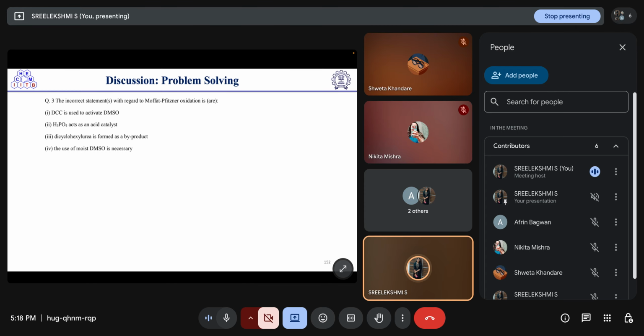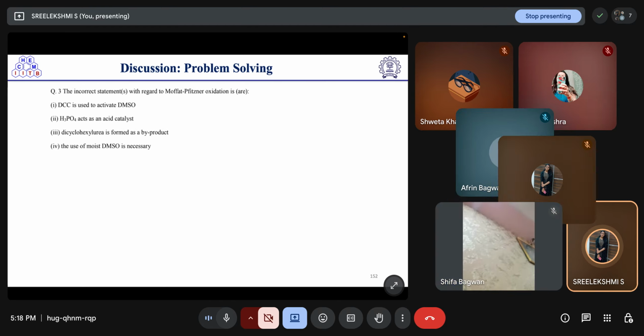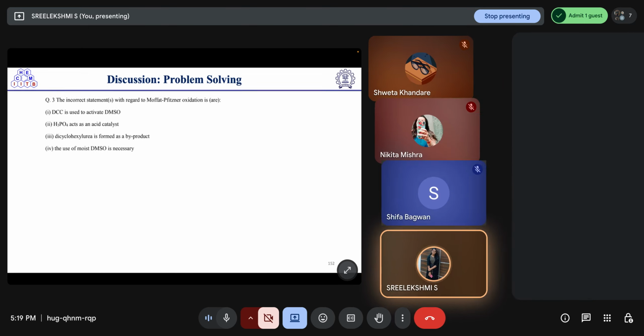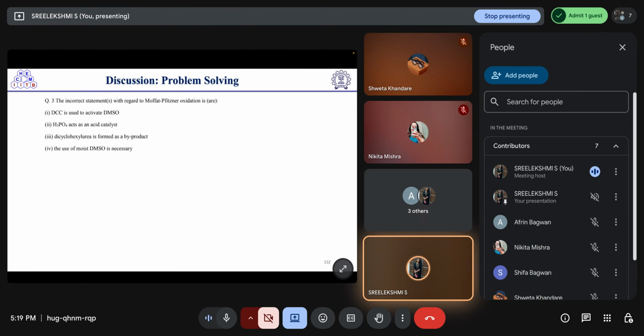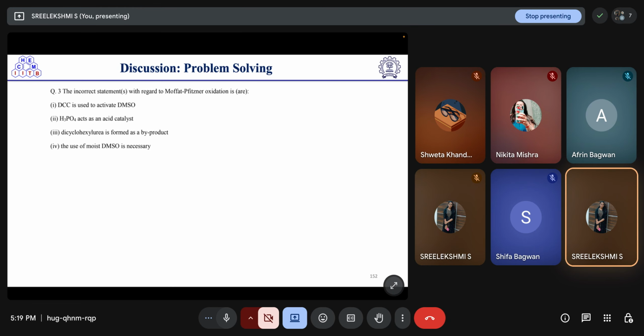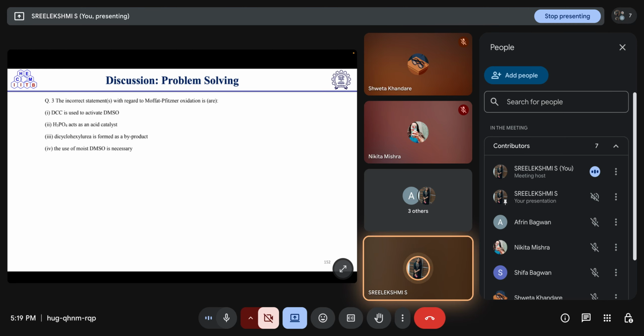As we know, for Moffatt-Pfitzner oxidation, we use DMSO with DCC, that is dicyclohexylcarbodiimide, in the presence of a catalytic amount of H3PO4. That was the first oxidation reported using DMSO. After that, several modifications came, like the Swern oxidation and the Kornblum oxidation. So which is the wrong statement for Moffatt-Pfitzner oxidation?